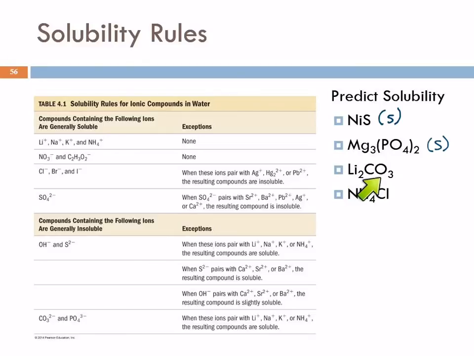Lithium carbonate. Well, again, start at the top. Oh, lithium. Lithium compounds are soluble, no exceptions. We don't need to look any further. This compound is soluble. So its physical state in a reaction would be aqueous. It would dissolve in water. How about ammonium chloride? Is that going to be aqueous or a solid? Aqueous, because ammonium compounds are always soluble. Ammonium's right up here.